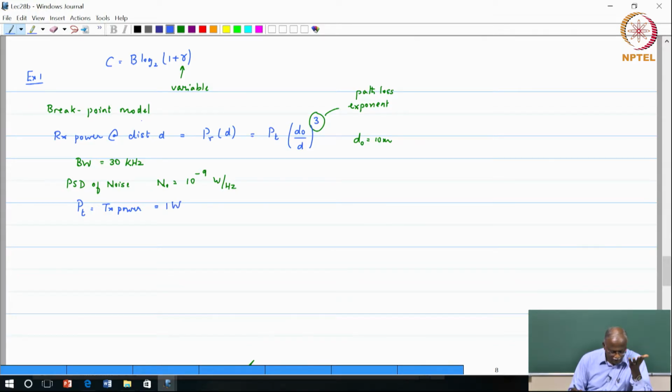Now, a typical exercise that you would have encountered in communications is: what is the received power PR of d at a distance of 100 meters?